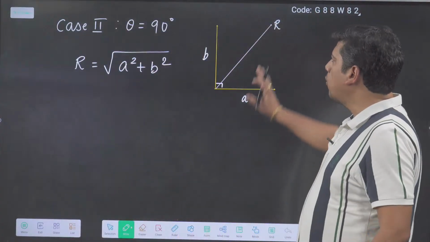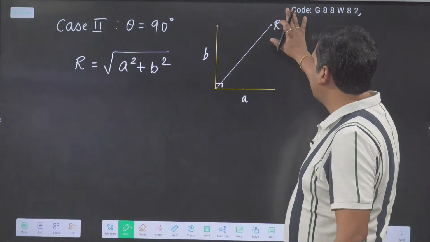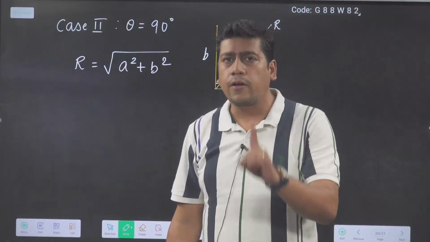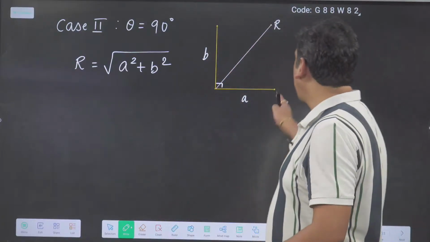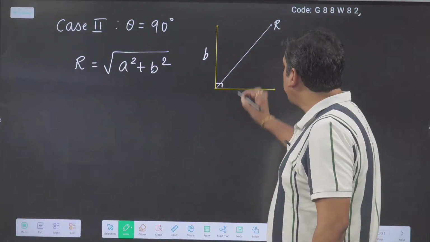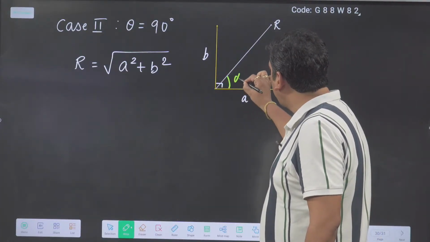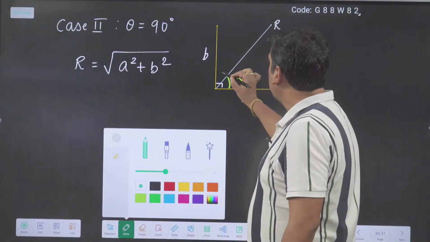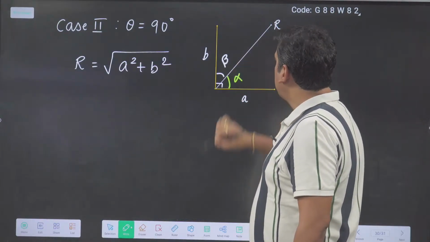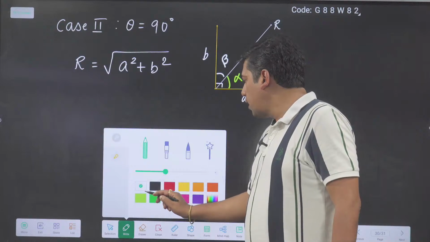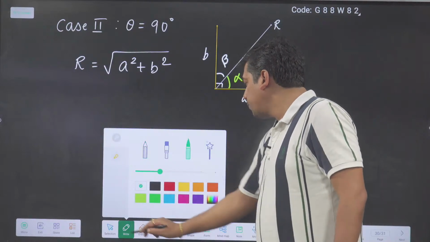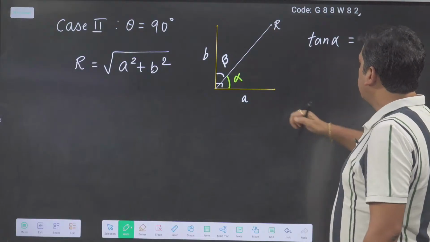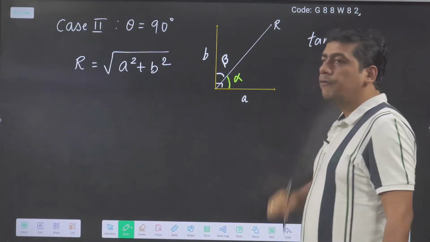See, so I was telling you that we have not discussed what is the direction of this R vector. To find the direction of the R vector, we have to measure the angle between the R vector and any one of either the A vector or the B vector. Means you have to find this angle alpha, or you can find this other angle, let's call it beta. So if you find the angle alpha, if you remember the last class, tan alpha I told you, alpha is the angle with the A vector.